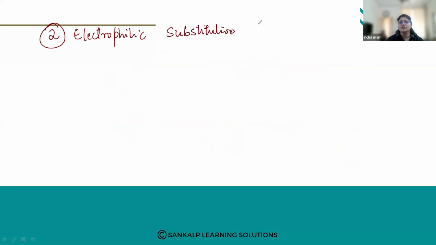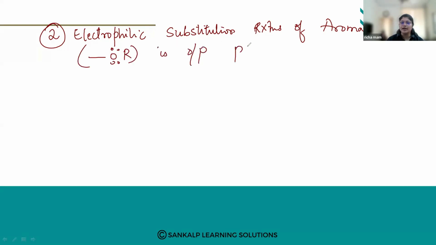Next is electrophilic substitution reaction. So let us discuss electrophilic substitution reactions of aromatic ethers. Okay. So here, whatever the alkoxy group is there, this is your alkoxy group. So this is ortho or para directing. This is what? Ortho or para directing.